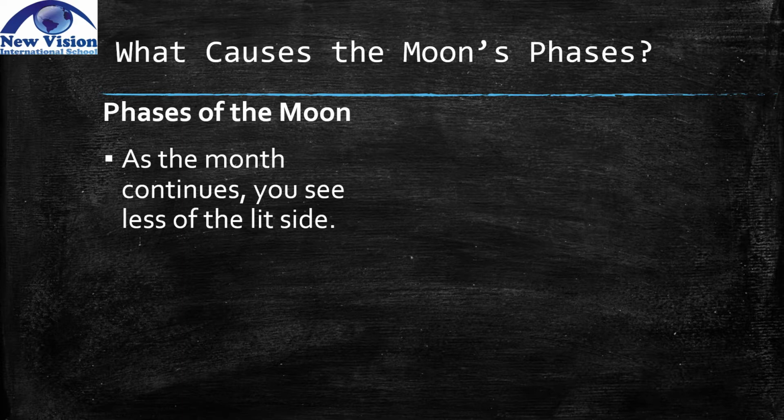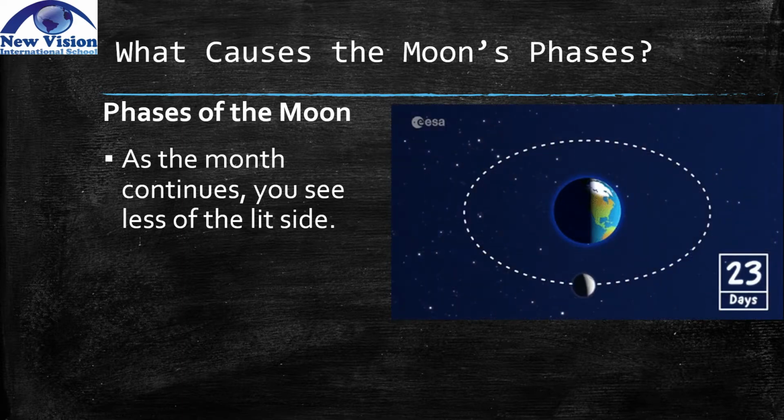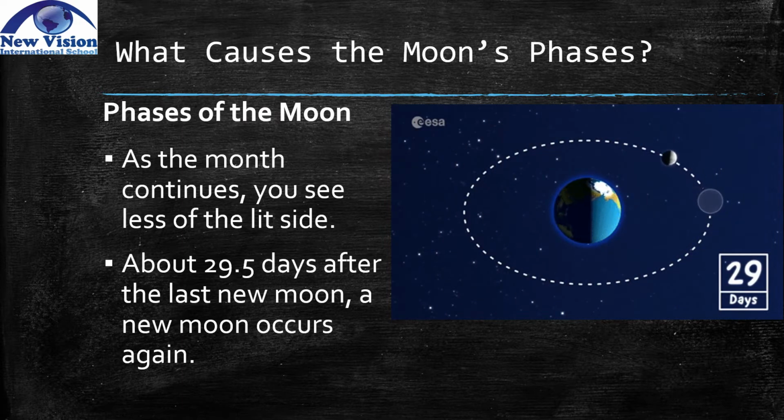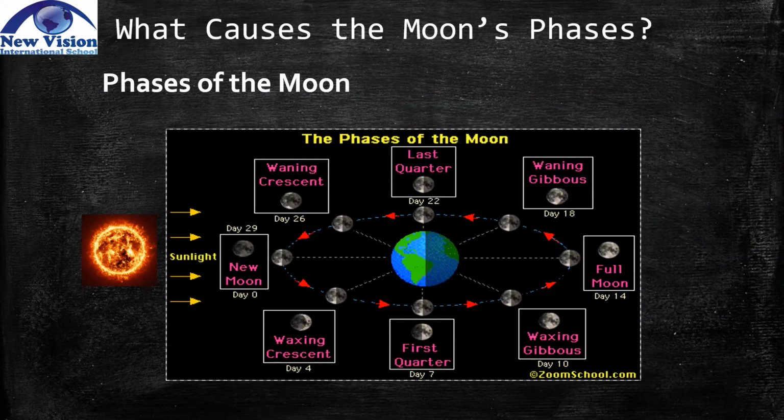As the month continues, you see less of the lit side. About 29.5 days after the last new moon, a new moon occurs again. The lunar month is the 29.5 days it takes to go from one new moon to the next. During the lunar month, the moon goes through all its phases. So we will discuss all the phases of the moon.